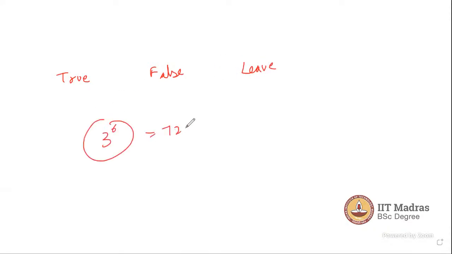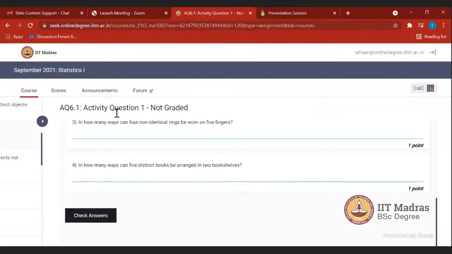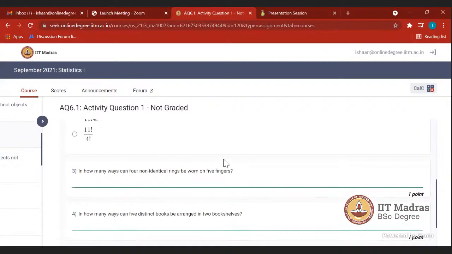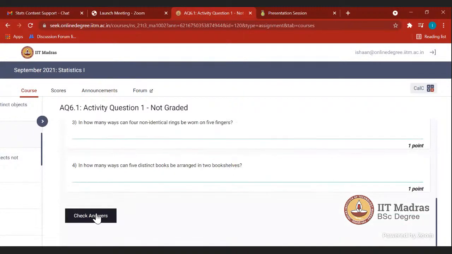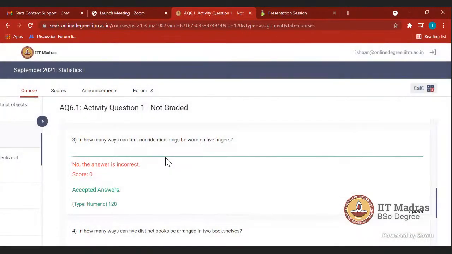Sir, last one also. Last second. Yes, third one. In how many ways can 4 rings be worn? I think it was 120. It's the 5 factorial only, right?